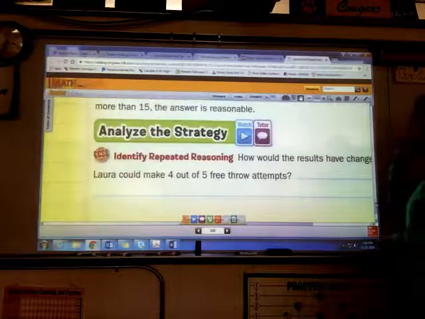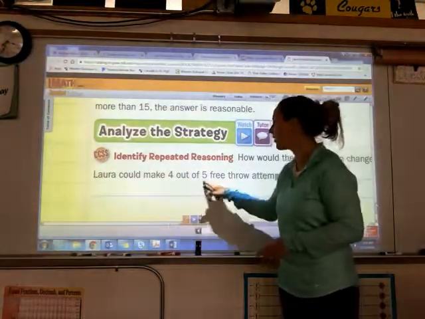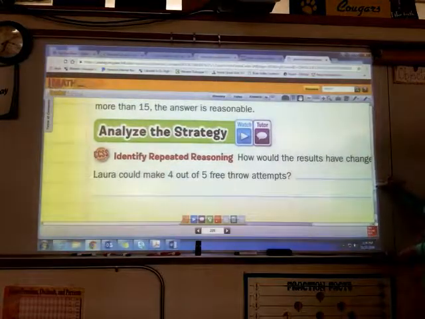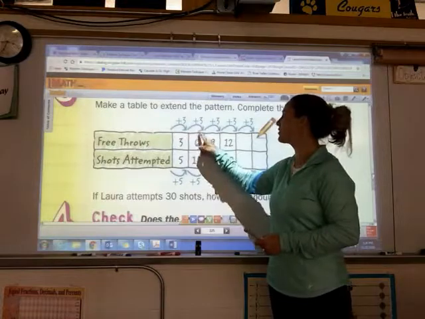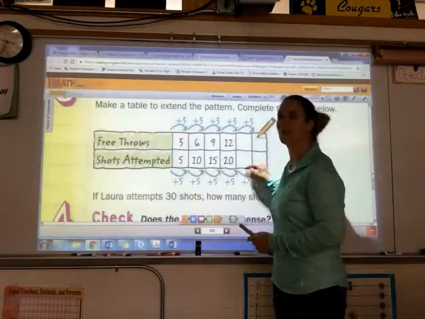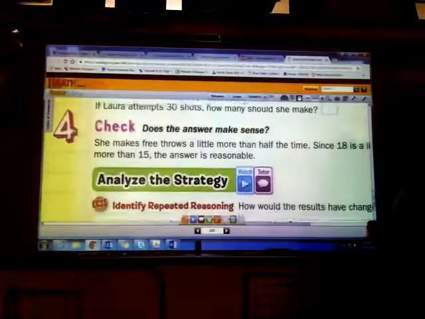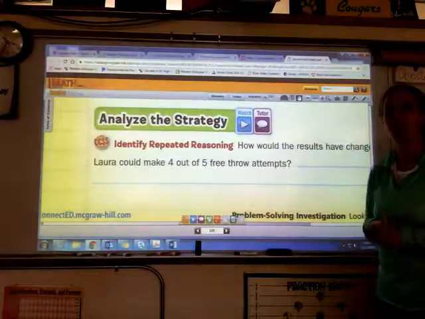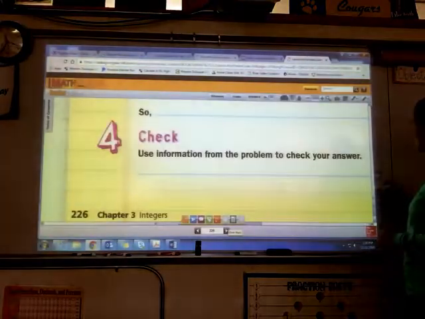Okay. One of the things to think about: how would your results have changed if she could make 4 out of 5? So if we're thinking 4 out of 5, one of the things that we may do is go back up to our table. Up here, this would increase by 4s. Down here would increase by 5s. So then again, if we were thinking about 30 attempts or 30 shots, we would be able to figure out what that would be.